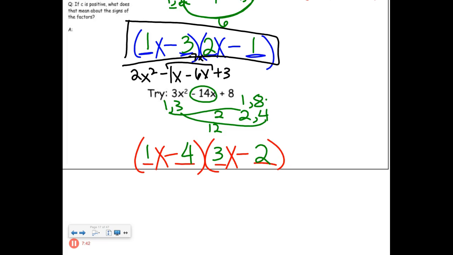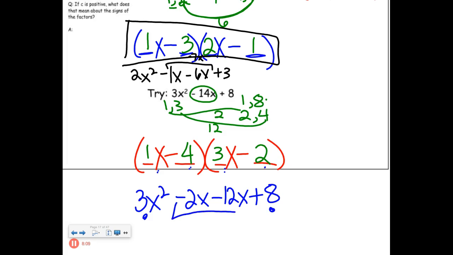We're going to FOIL to make sure we are right. I'm multiplying these two together. I'm getting 3x squared. I'm multiplying these two together. I'm going to have negative 2x. I'm multiplying these two together. Negative 12x. I'm multiplying this negative times a negative, which is giving us positive. Our fronts and our backs are exactly what we wanted. And these two, negative 2x and negative 12x, is giving us negative 14x.